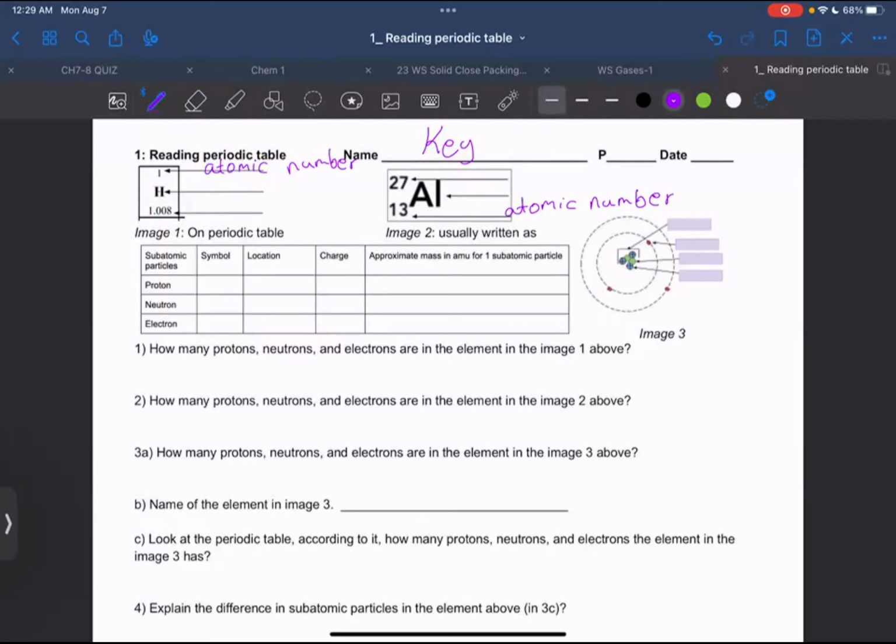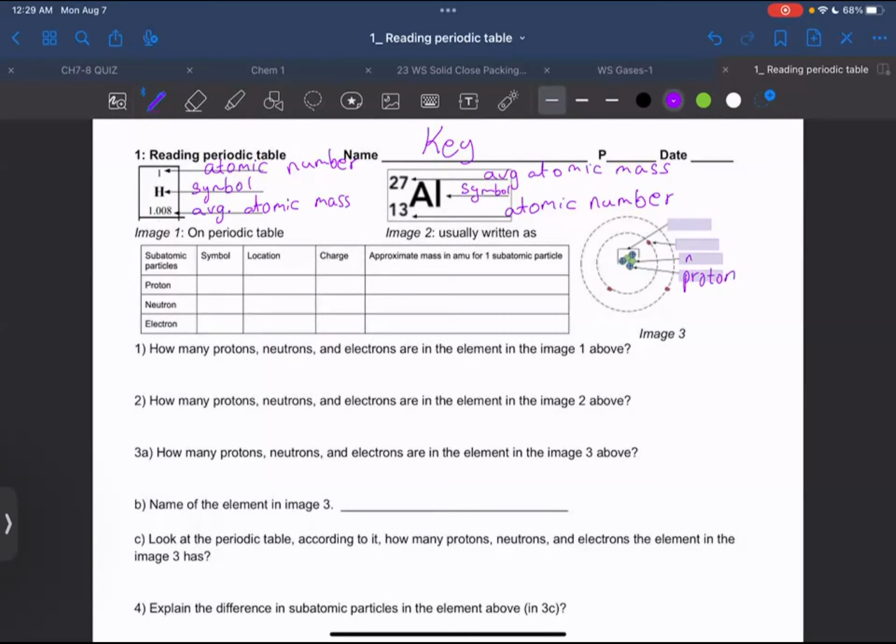The other number is mass. In this case, it is the average atomic mass. And then this is a symbol. Again, same thing, I just abbreviated average atomic mass. Here, you'll see that the blue one with the plus is a proton.